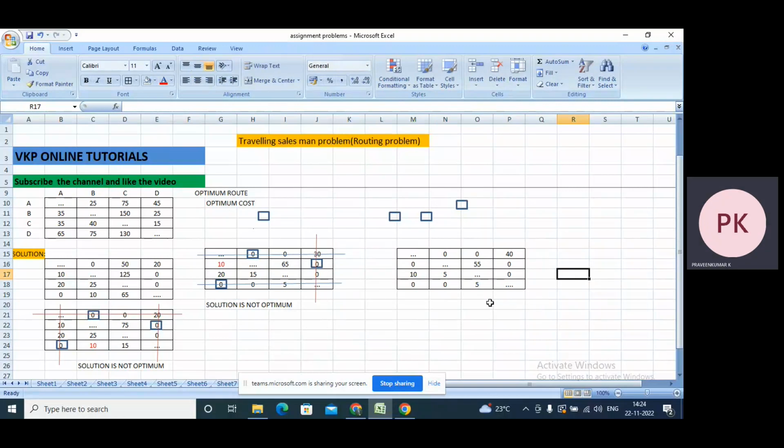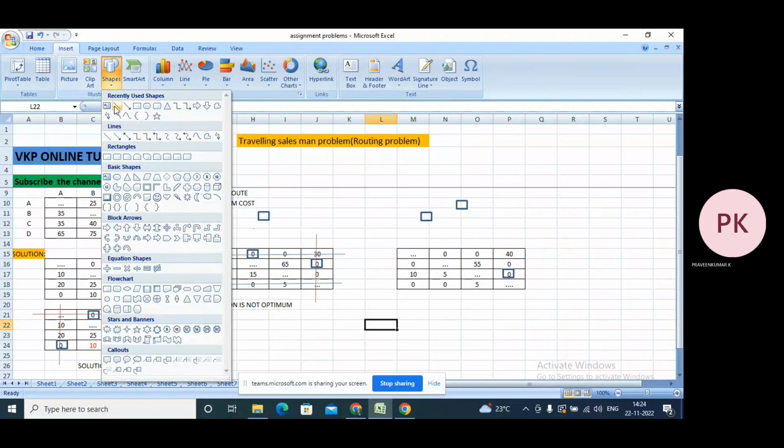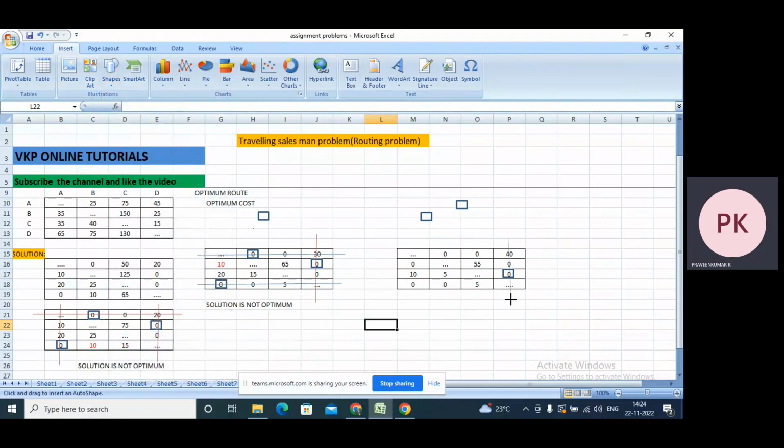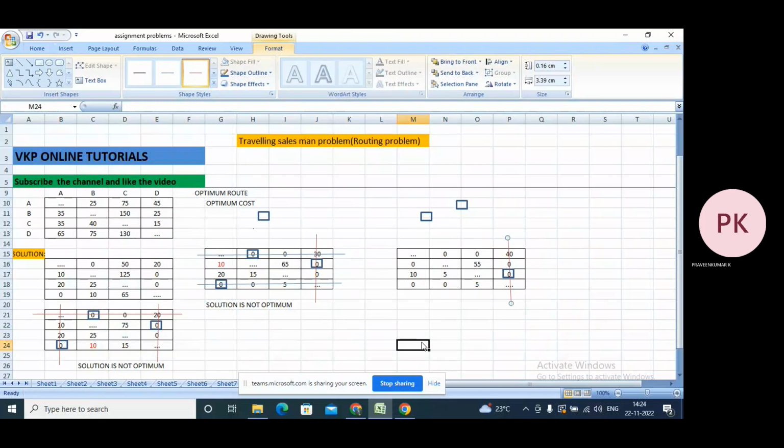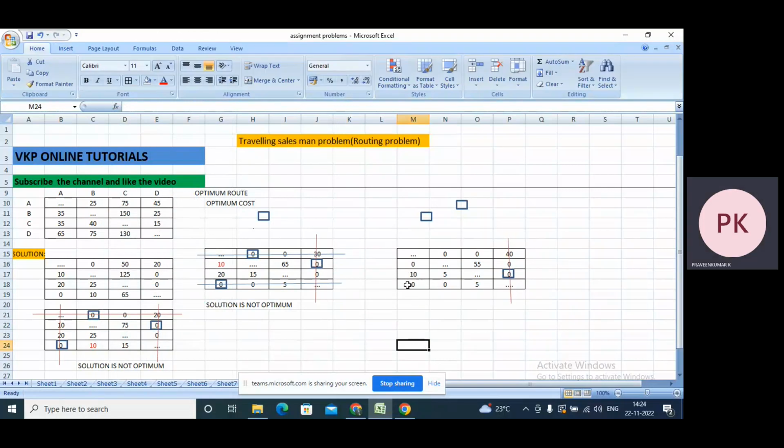Next, go for a reallocation. Look at the first row having two zeros. I will not do any allocation. The second row having two zeros, I will not allocate. Look at the third row. The third row having a single zero, I allocate this one and I will cancel the corresponding column. This is my corresponding column. Next, go to the fourth row. We have two zeros. I will not allocate.